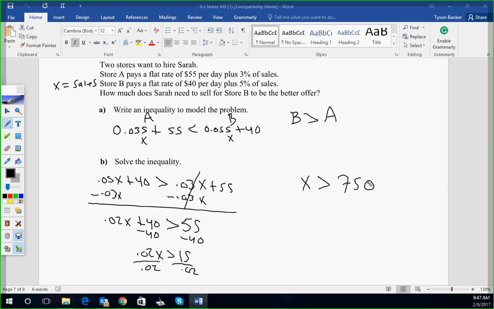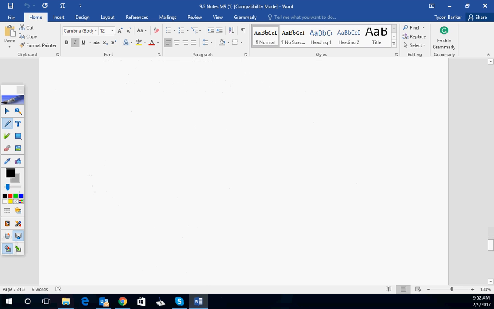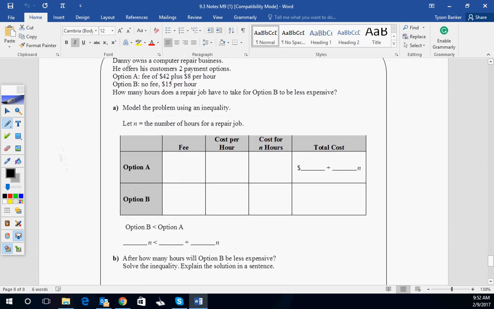Okay. At $750 in sales, if you can do that or more, you should work for store B. If you're going to be weaker in sales and be in the 200s, you should work for store A. All right. This next one, I want to see if you can try to set it up.